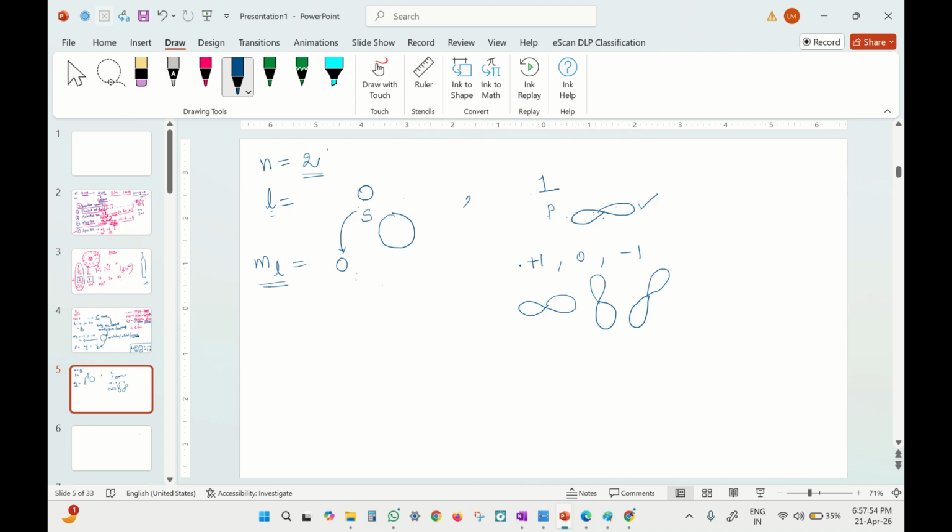Though for this dumbbell looking orbital, dumbbell looking subshell, infinite orientations are possible. But the quantum mechanical model puts a restriction on where it can be. Either it can be on the x axis, or exactly on y, or exactly on the z axis. It is a result of the quantum mechanical model that we are studying. Are we clear?